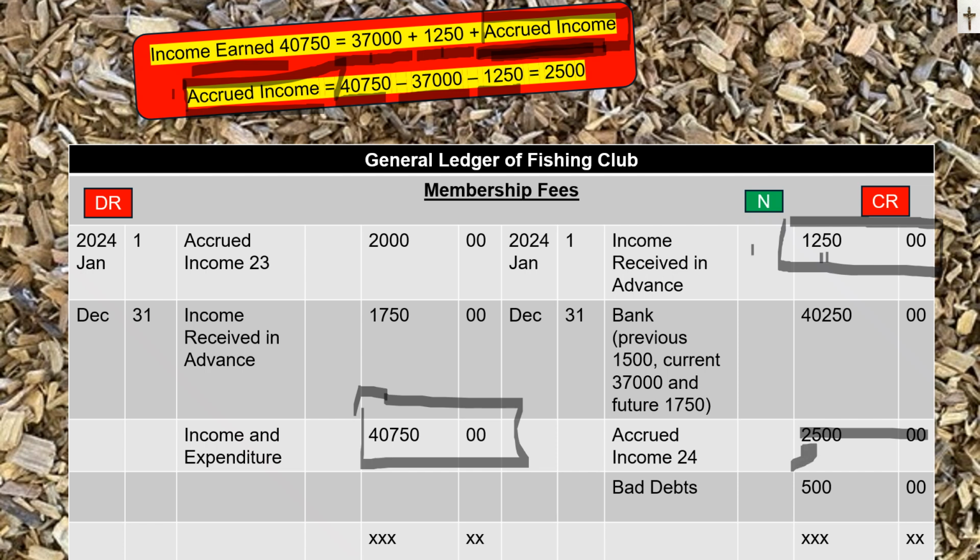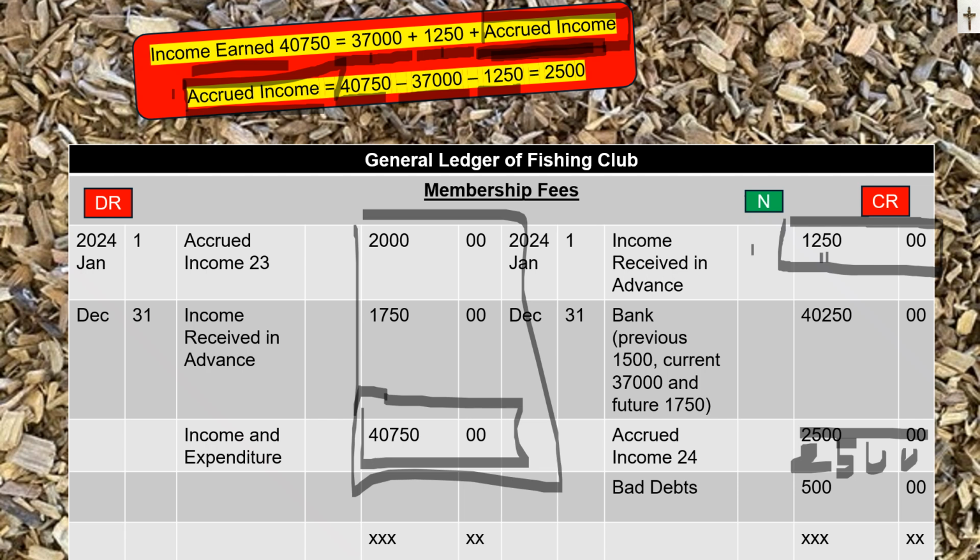This last little figure takes a bit of time to grasp. So accrued income is 2,500. Now if you wanted to, you could have gone and, like I've mentioned before, total that up. The two totals should be the same. The accrued income will be the balancing figure, which makes the two sides equal. So you can say the total minus the bad debts, minus the bank account, minus the income received in advance will give you 2,500. So there are two ways.